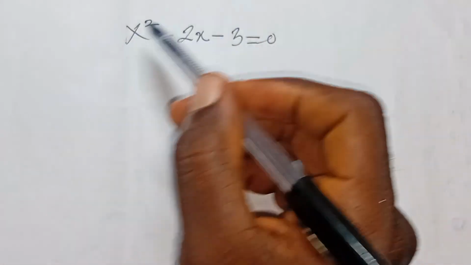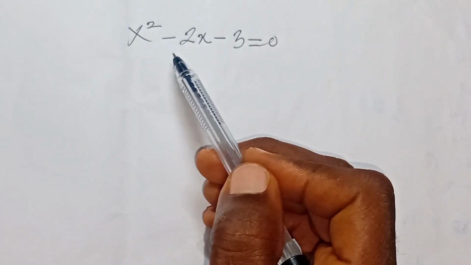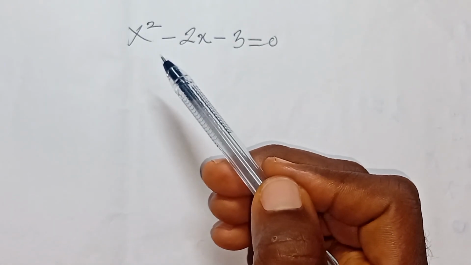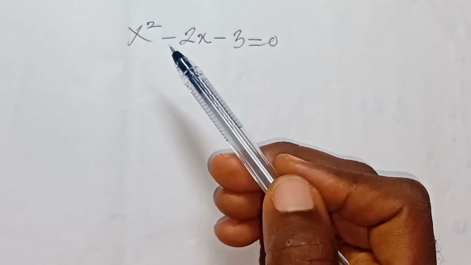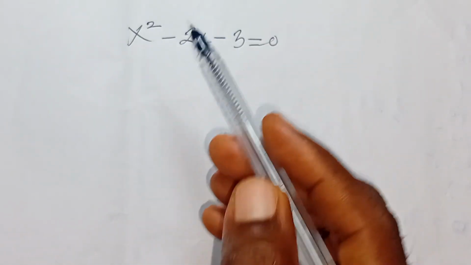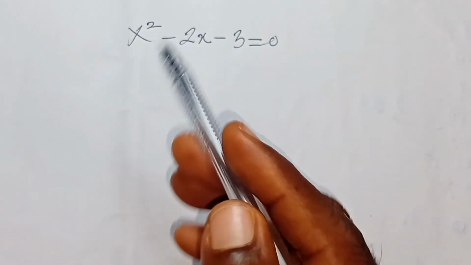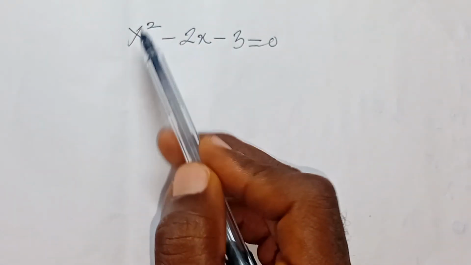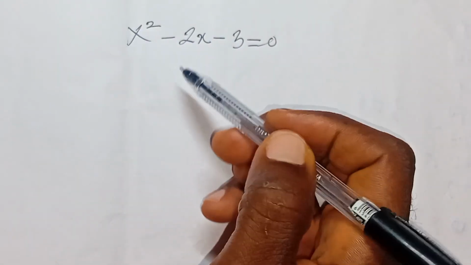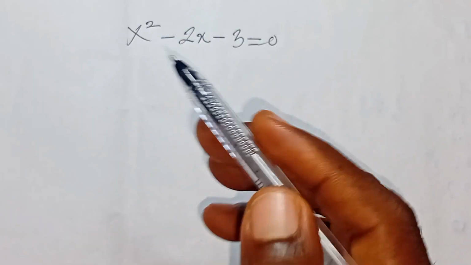In fact, we can use three ways to solve this quadratic equation. One is by factorization, one is by using the almighty formula, and one is by the method of completing the square. But for this video, I'm going to show you the step-by-step way on how to use the method of completing the square to solve this quadratic equation, which is x squared minus 2x minus 3 is equal to 0, by the method of completing the square.